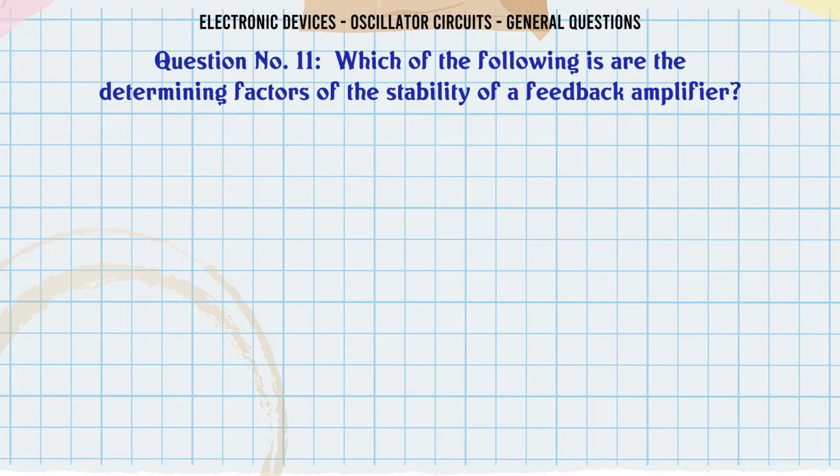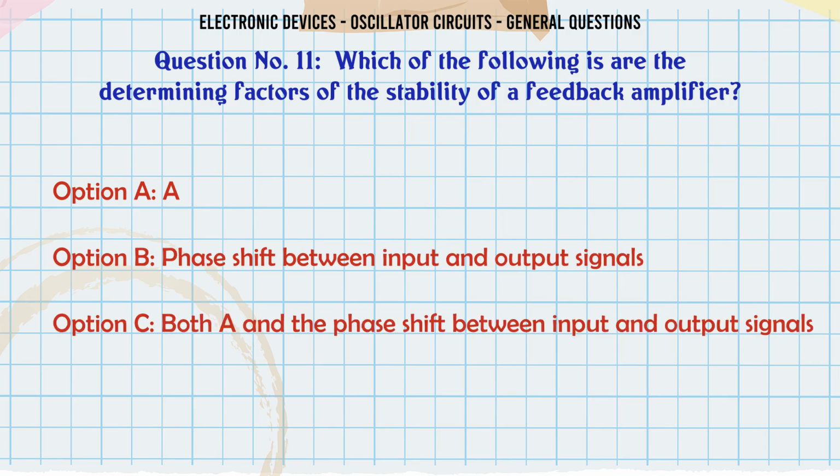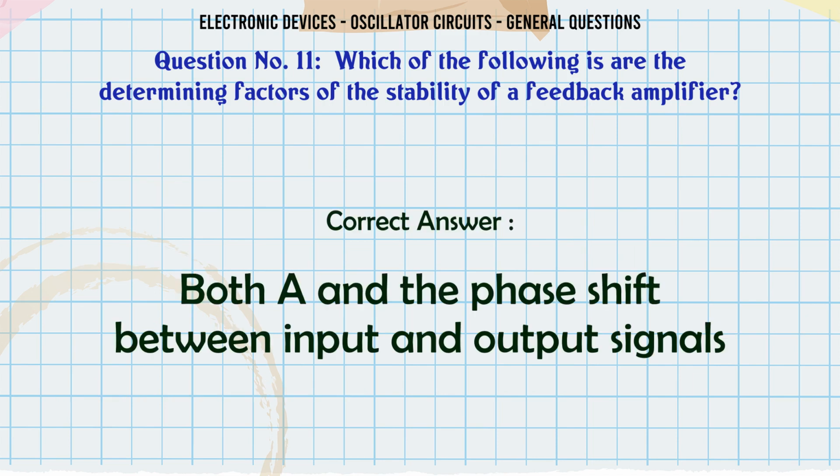Which of the following are the determining factors of the stability of a feedback amplifier? A: loop gain. B: phase shift between input and output signals. C: both A and the phase shift between input and output signals. D: none of the above. The correct answer is both A and the phase shift between input and output signals.